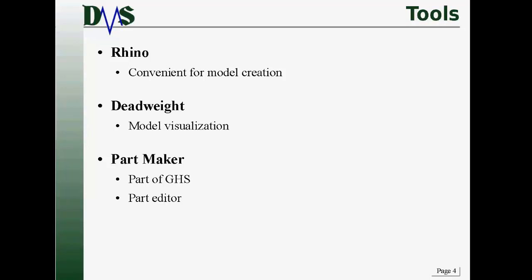Now maybe you got the file from your client, but maybe you need to modify it. Maybe you need to create it from scratch. There are a whole bunch of options. And these tools here are the tools in your toolbox that you would use to create those files. Before I go into details, just a quick overview. You have Rhino, DeadWhite, and PartMaker. Rhino is a third-party product that you'll find very useful. DeadWhite is a free product, and PartMaker is already built into GHS. We'll go a little bit more into information about each one of those.